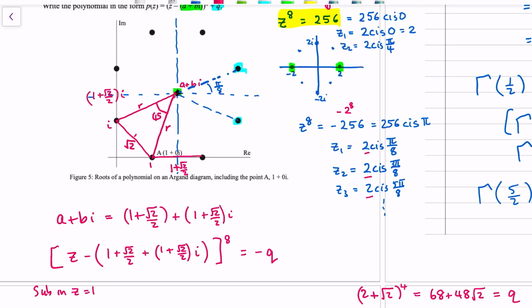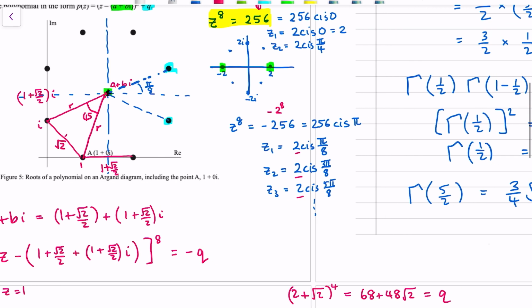The suspense is just great in these videos, isn't it? And then power that by 8. And hopefully I've done it right. Oh, low batteries. It won't do it. So you just check that. It should come out to be equal to negative Q, which is the negative value of what we had before.